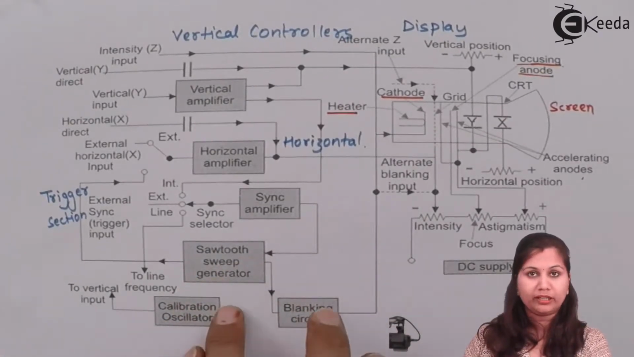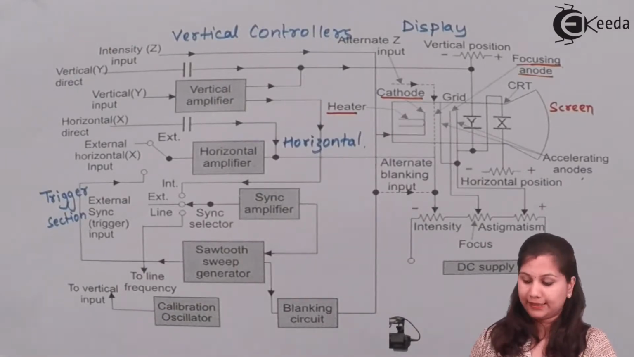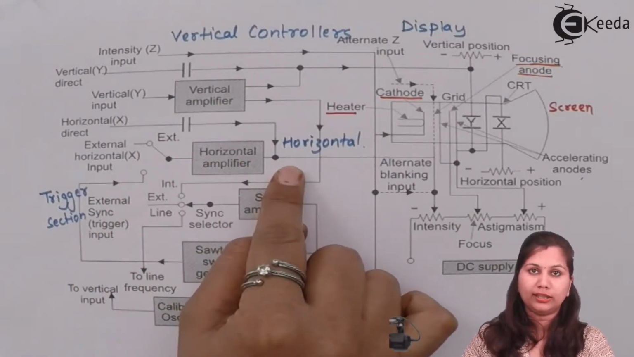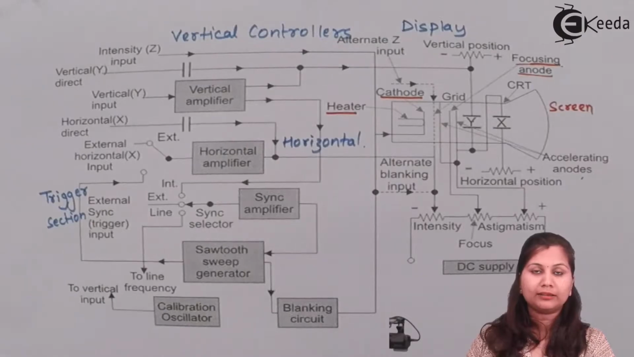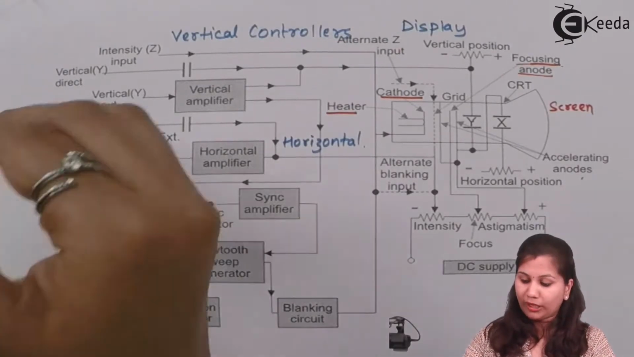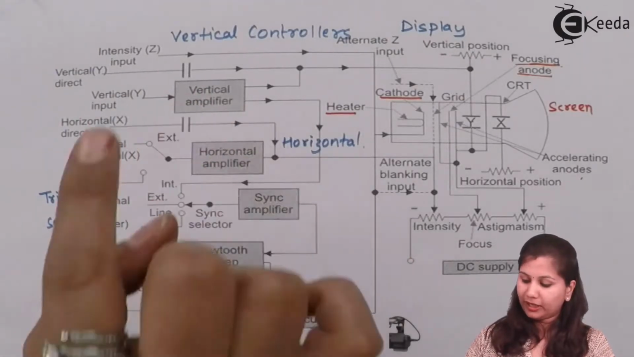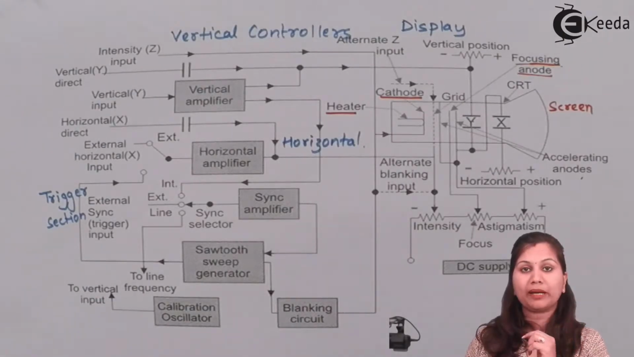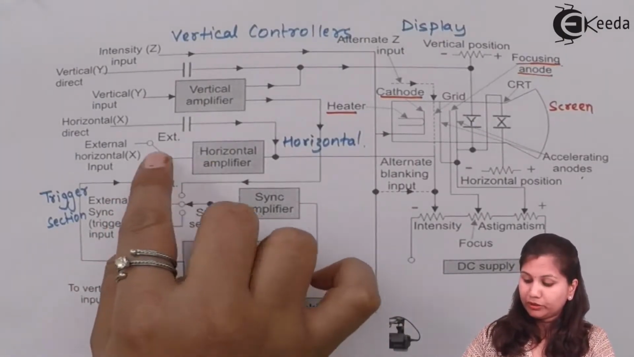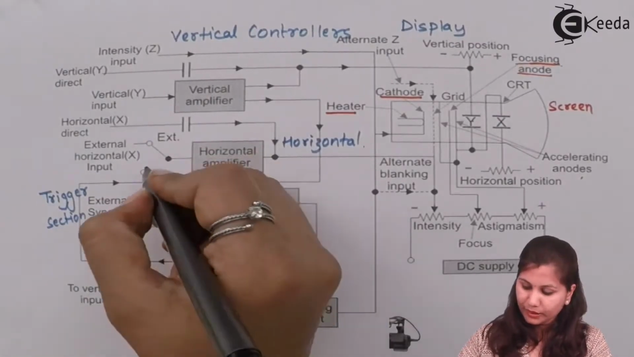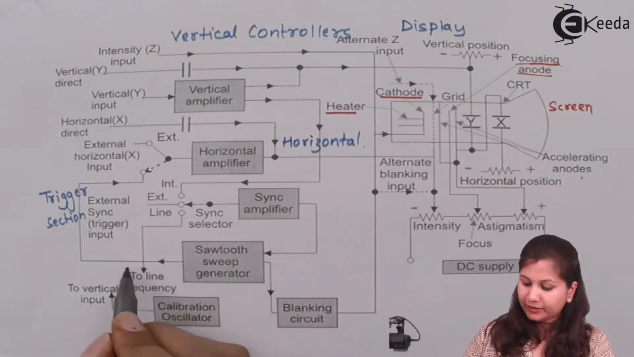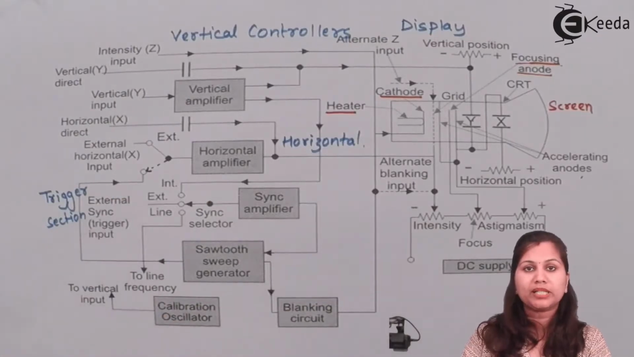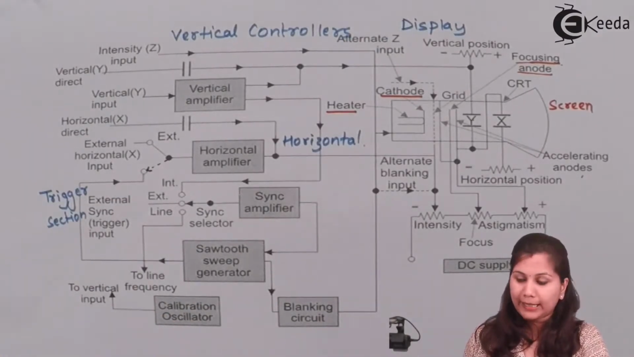So the sawtooth sweep generator is going to generate the time base signal, and then this time base signal is provided as an input to the horizontal amplifier. If we want to display two signals, then one will be provided to the vertical input and another to the horizontal input. If we want an input signal to be displayed with respect to time, then this switch will be connected here, and an internally generated ramp voltage will be provided at the horizontal input so that the input signal can be plotted with respect to time.